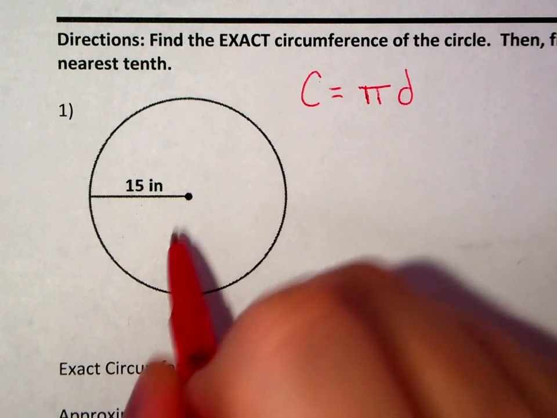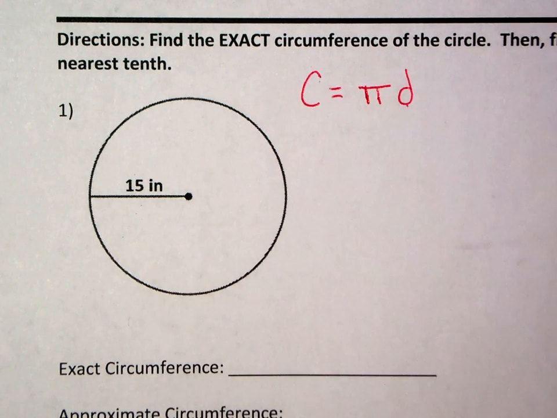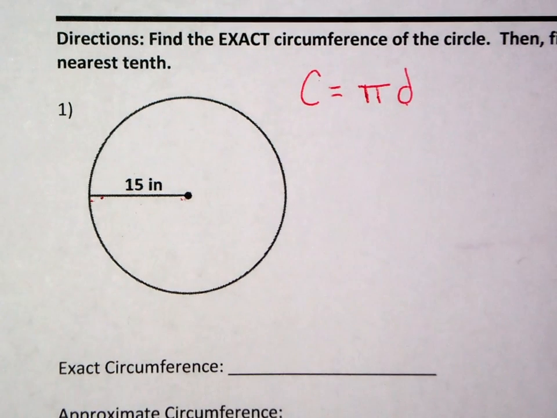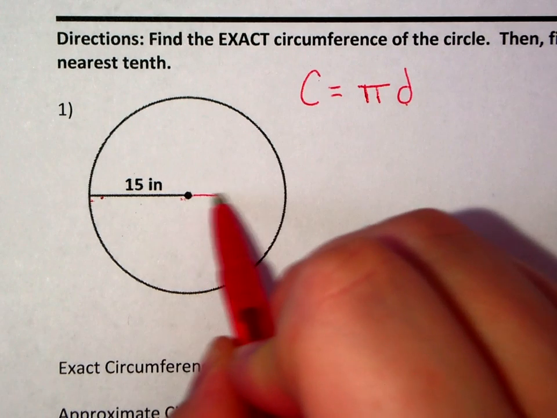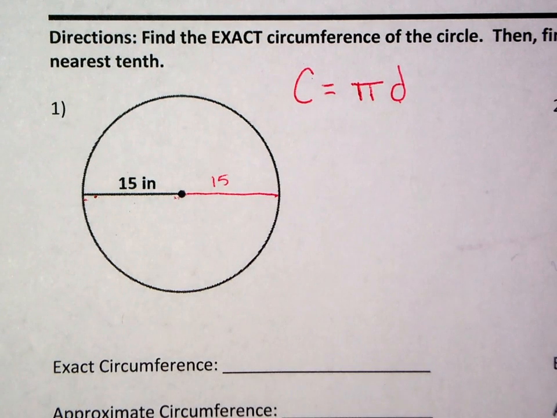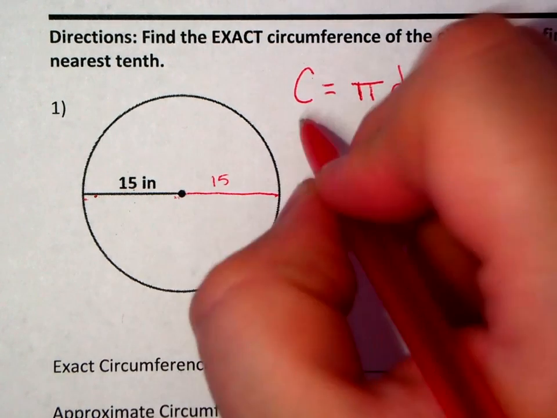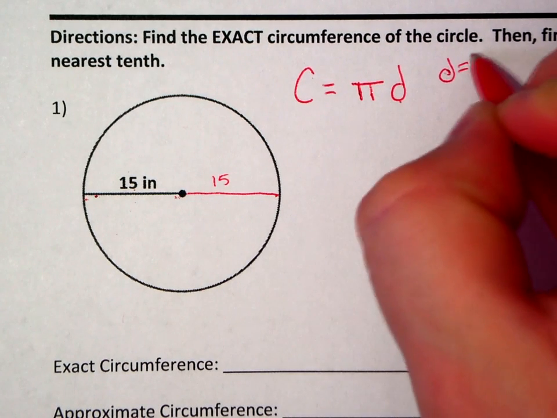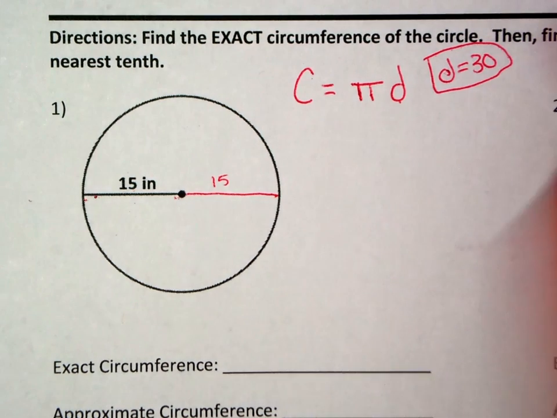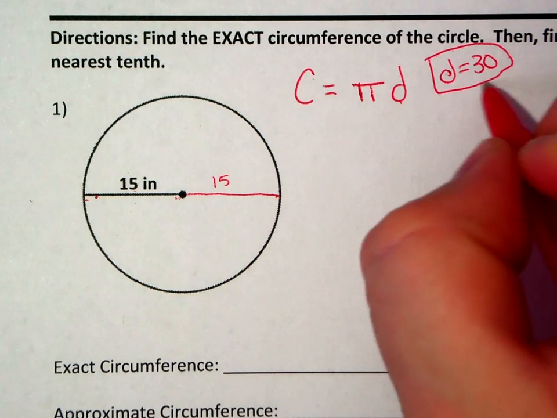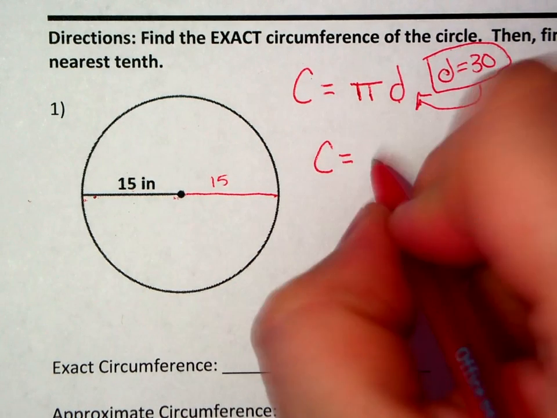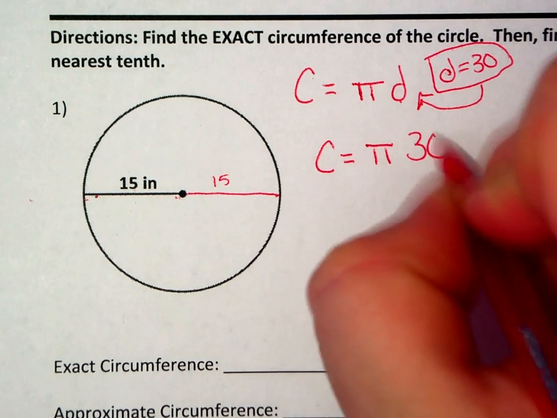So, the very first thing I need to do is figure out what my d is going to be. I know I'm given a radius because I have a line that crosses halfway through the circle. So the diameter would be that extension of that line that goes all the way across the circle, another 15 inches. 15 plus 15 equals 30, so my d equals 30. Since my d equals 30, I can now fill in this equation. C equals pi times 30.